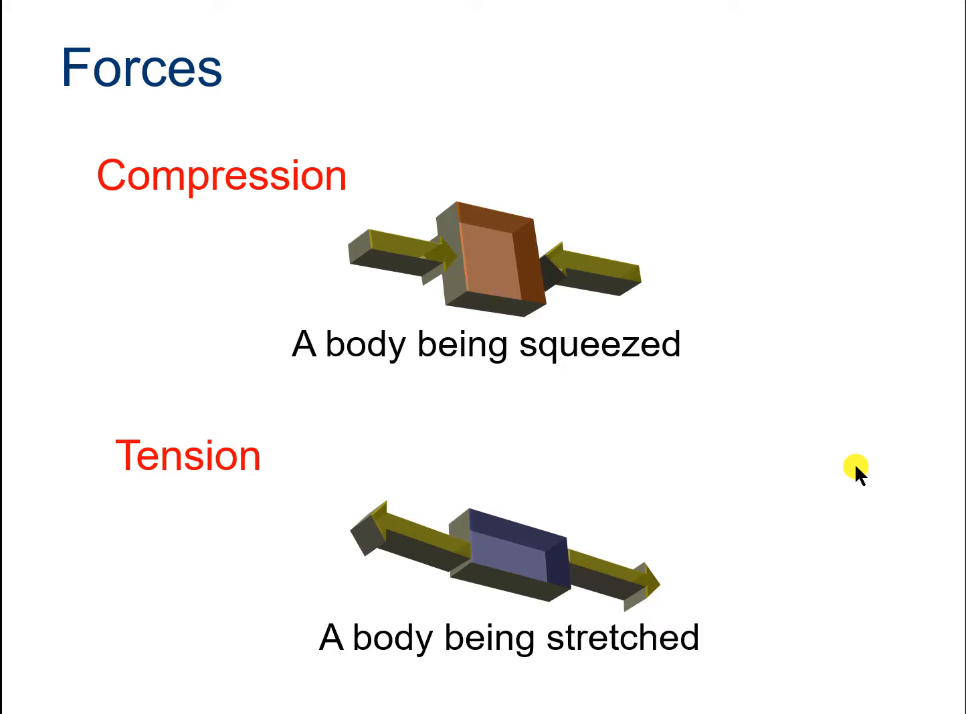And we know that there are two types of forces, compression and tension. Compression is when a body is being squeezed, and tension is when a body is being pulled apart. So each member, which we'll define shortly, in a truss bridge is in either tension or compression, will be one of our assumptions.